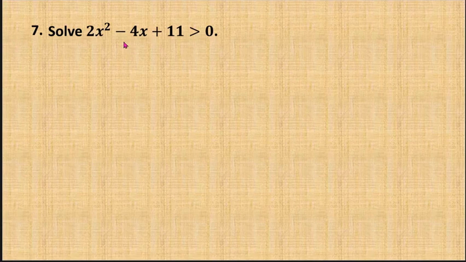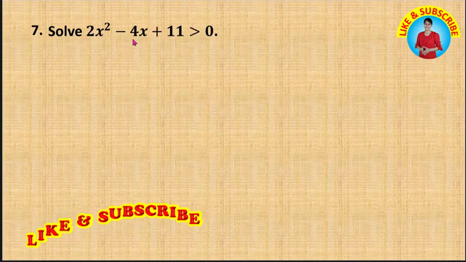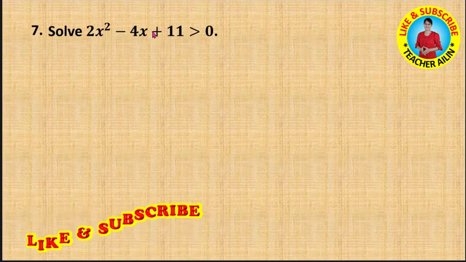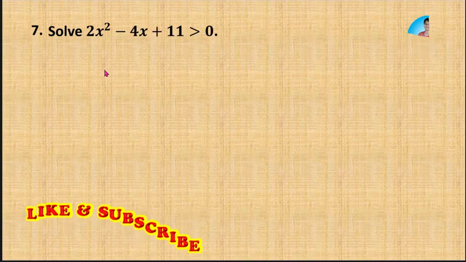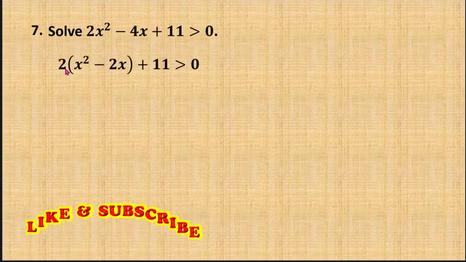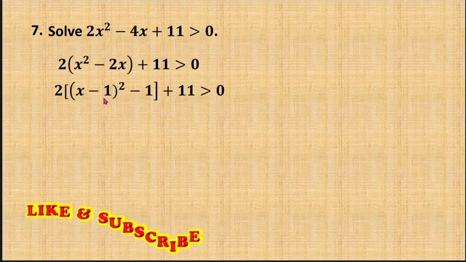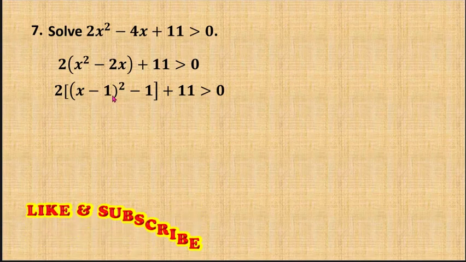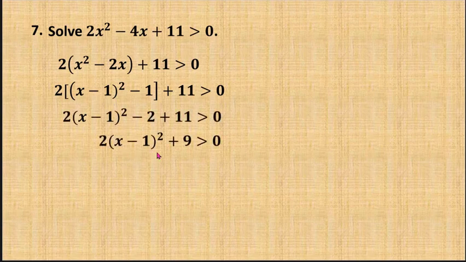Now let's try another example. For this question, since factorization cannot be done, I'm going to do completing the square. First, I factorize the 2. Next, I multiply negative 2 with 1 over 2 and I got negative 1. Then the square of 1 is 1. After simplifying, then I got something like this.